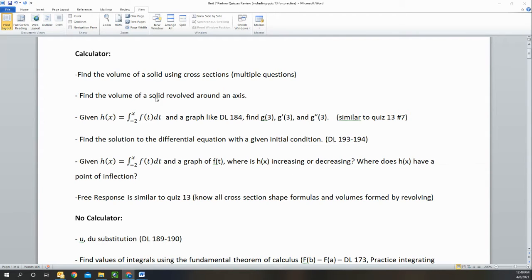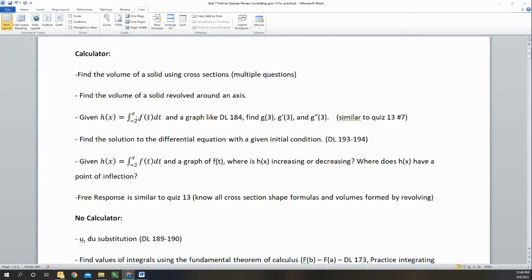The same with the volume of a solid revolved around an axis. Most likely, this will be y equals 0. So that's where everything stays the same. Everything is in terms of x, so it will all be normal. But make sure that you look over problems like that if you don't really remember them.